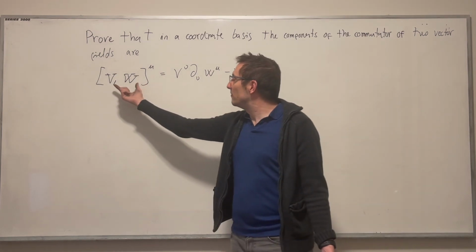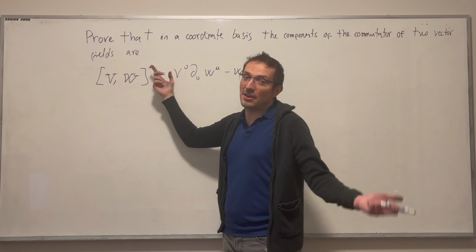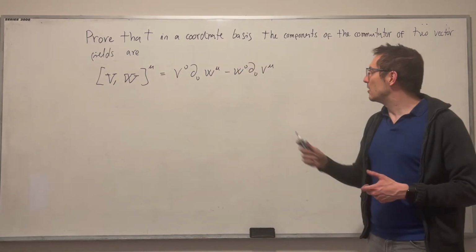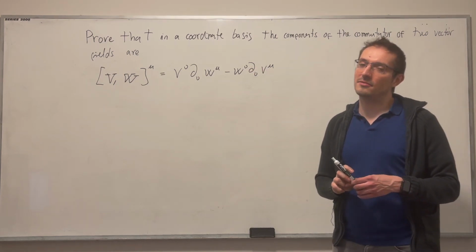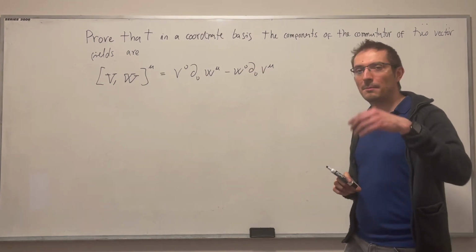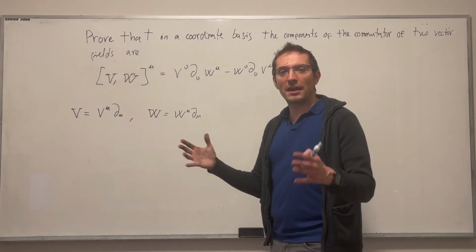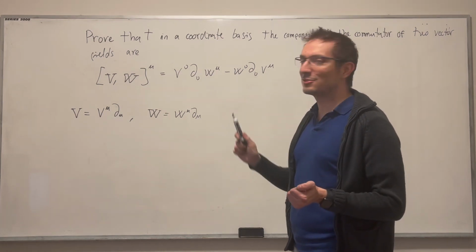So this vector, the commutator, the Lie bracket of two vector fields, is a vector field in itself, and the μth component of it is given by this expression. Of course, V^μ and W^μ are the components of the vector fields V and W, respectively. All right, pause and try it yourself, and then I'll solve it. Hopefully you tried it and you got it. In any case, let's do it ourselves.